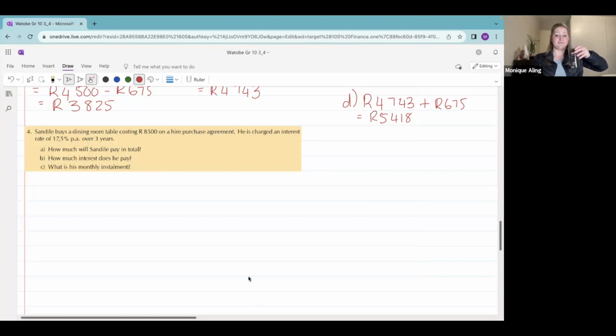Ma'am, aren't we calculating the P amount? The P amount. Yes. Don't we have our P amount already? Ma'am, I thought we were going to divide the A with the equation in the brackets, 1 plus I times N.